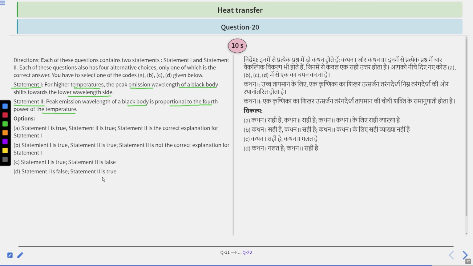So which one is correct? You have 10 seconds to solve this question. After 10 seconds, we will provide the solution of this question.